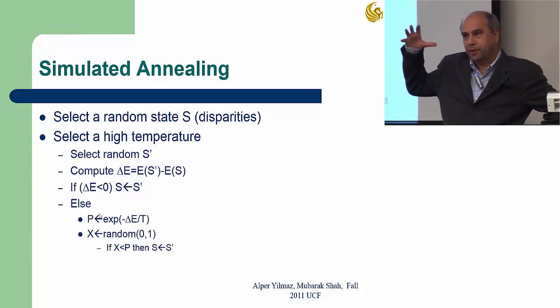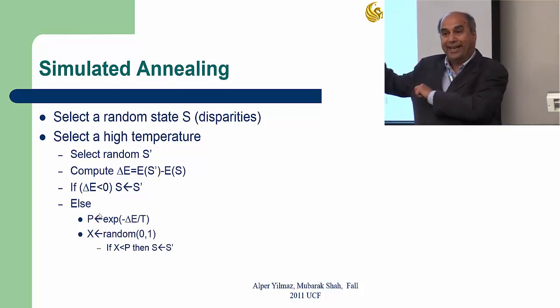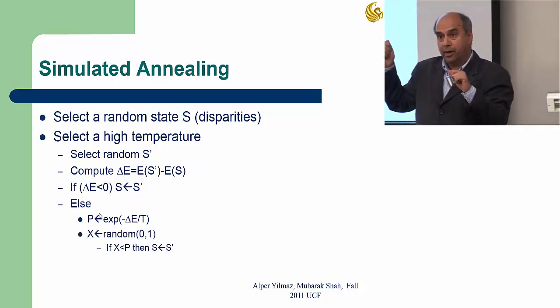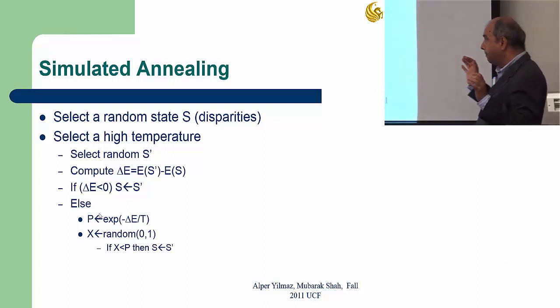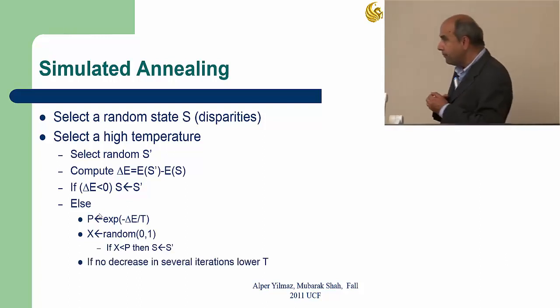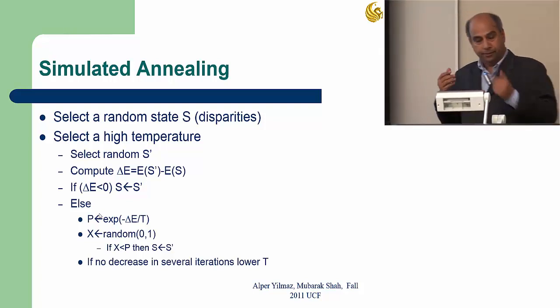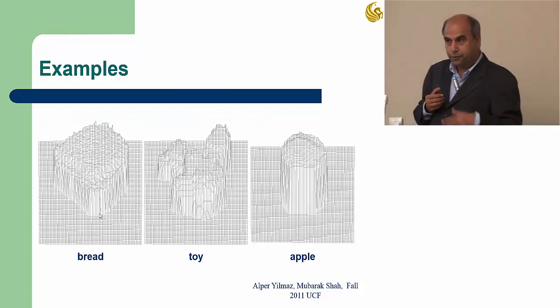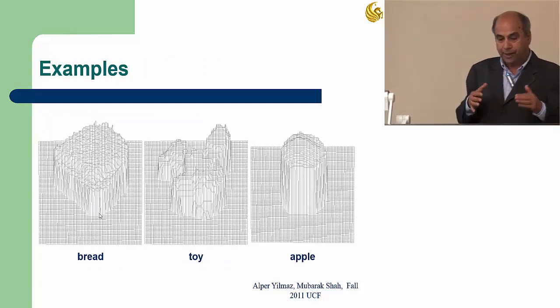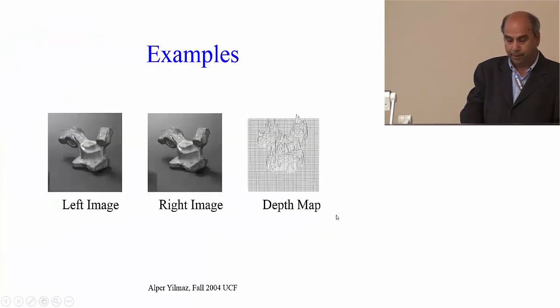But conceptually, that's what's happening: if the temperature is high, there's a lot of movement, and you'll take these wrong states quite often. But when the temperature is low, you will take them with less probability. So that's the idea. Okay? So we do that, and if there is no decrease in several iterations, lower the temperature, and then you keep doing that. If you do that, you can get the depth map like this.